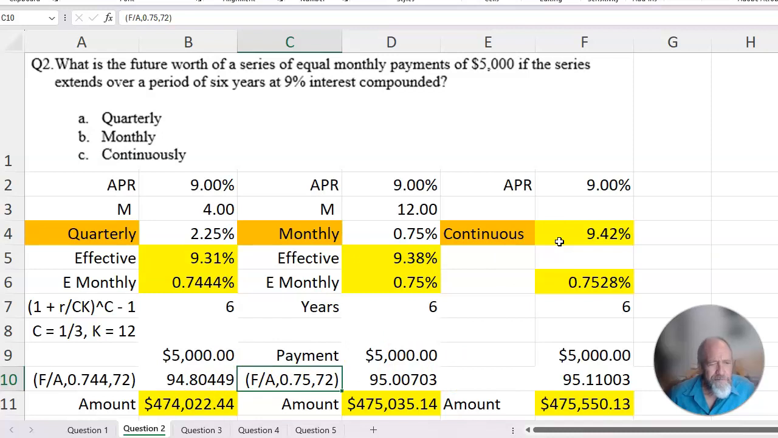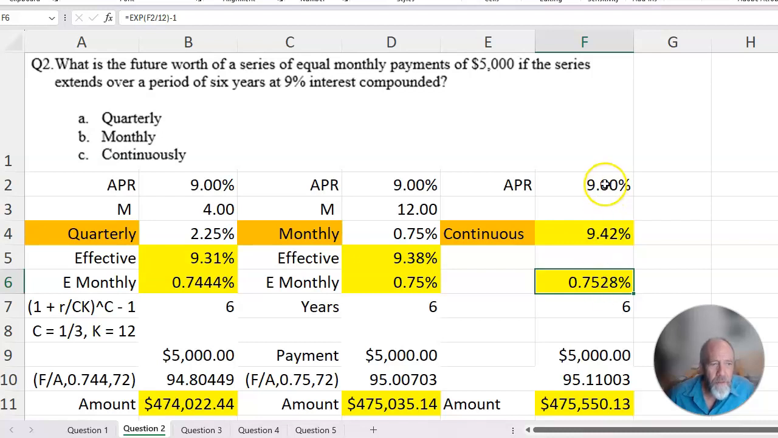Continuous. Well, the trickiest part of the continuous, you can always use the good old E to the R minus 1 calculation. The effective monthly, well, it's just that same thing divided by 12. 6 years, you've got an effective monthly. You can do it with the same F over A here. Again, relatively straightforward once you get the concept of what is that effective monthly payment.